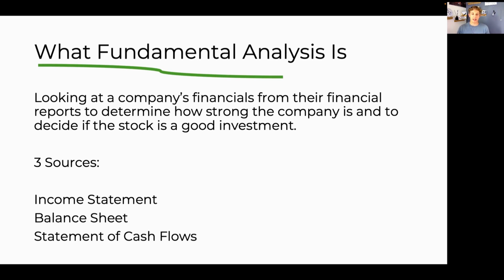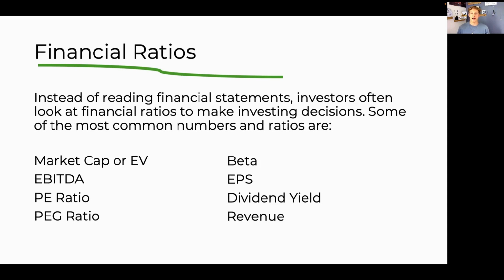So let's go ahead and hop in and look at some of the terms. I talked about the balance sheet, income statement, and statement of cash flows. Now, those are long documents with a lot of information. So instead of reading those financial statements, a lot of investors, myself included, will often look at key numbers or financial ratios to make investment decisions. So here are some of the common ones that we're going to talk through, and then I'm going to use some of these in my investment analysis. I'm going to talk through each one, and then we're going to dive in.